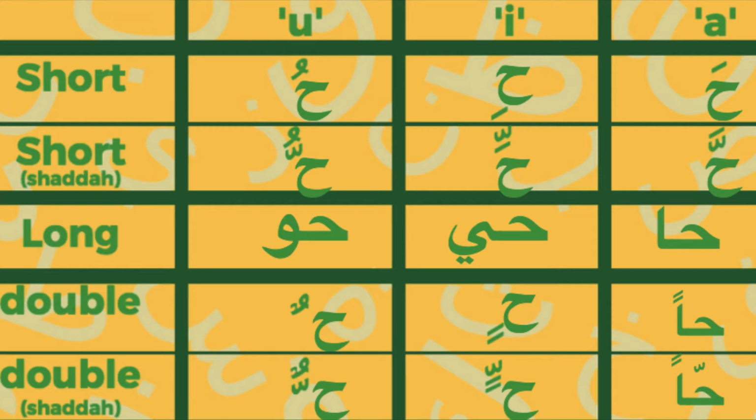Let's go down into the next row. In this one we're demonstrating tenween, when we have these doubled fatha, doubled kasra, or doubled dhamma. And we say han, hin, hun. Then the next row down, we're demonstrating with the shedda and the tenween. We'd have hann, hinn, hunn.